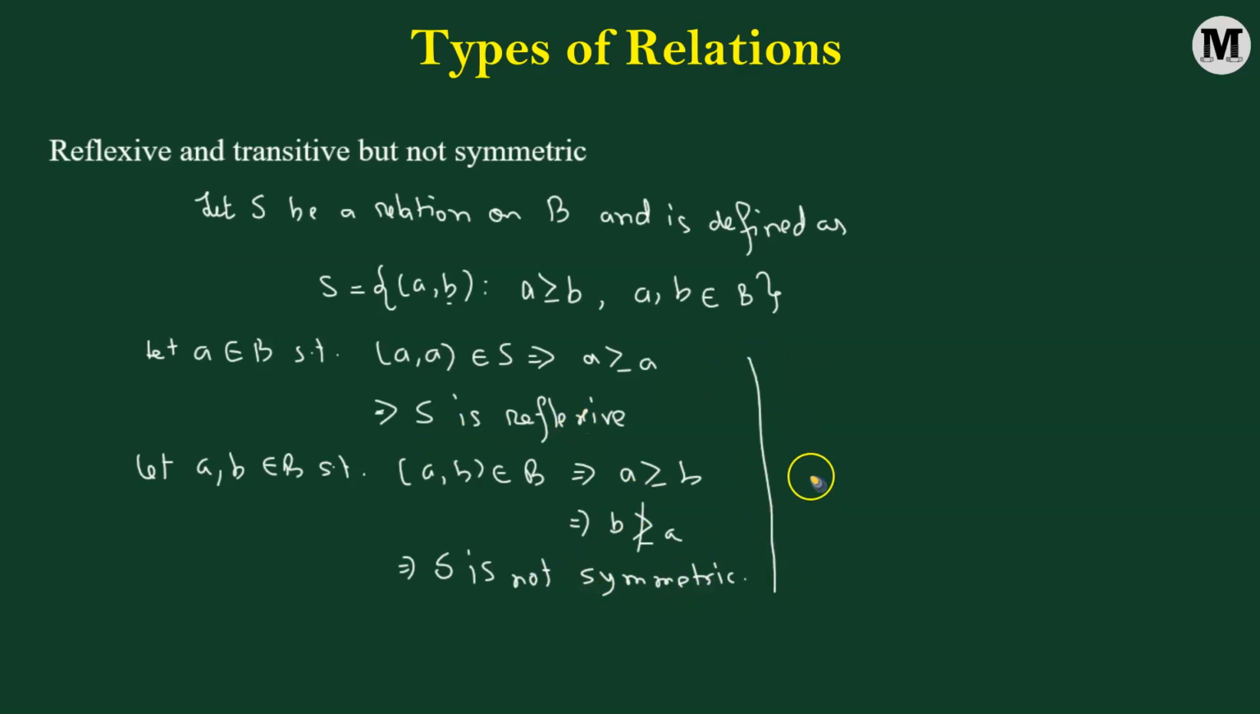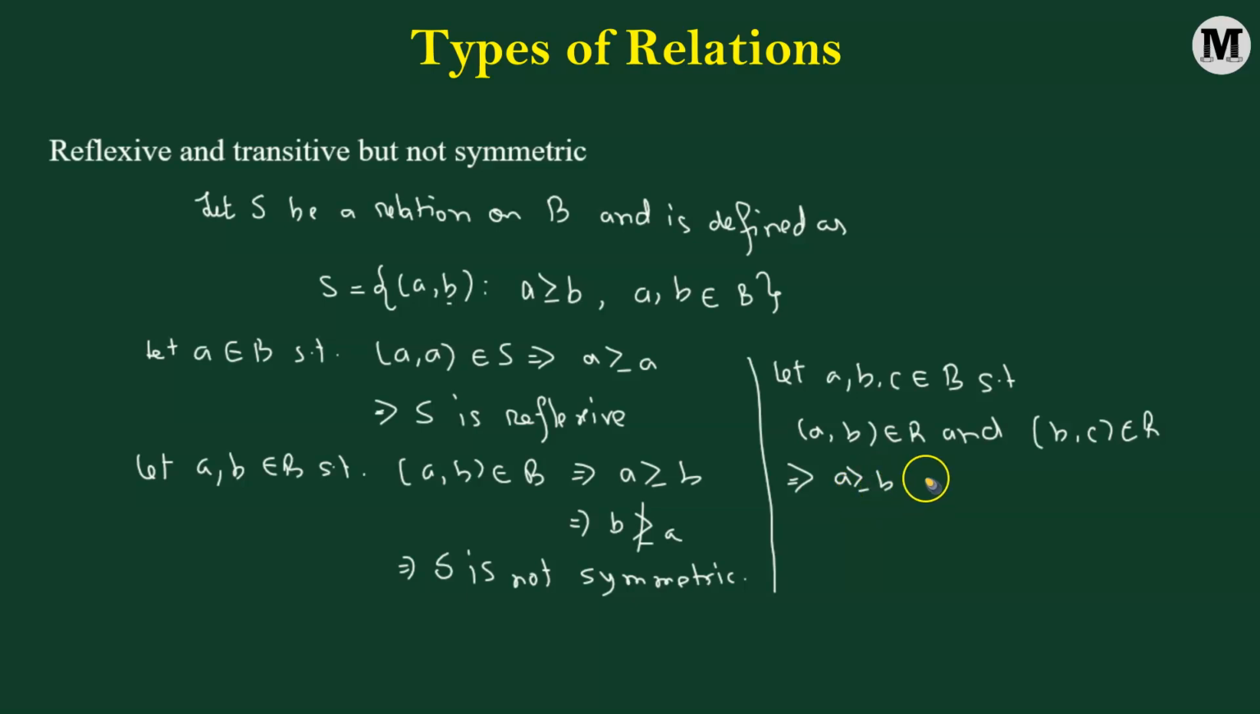Now finally we will check whether it is transitive or not. For this we are going to consider three elements A, B and C, all belonging to the set B, such that (A, B) belongs to the relation and (B, C) belongs to the relation. That simply implies that A is greater than or equal to B and B is greater than or equal to C. We are using the definition of the relation. Combining these, we can say A is greater than or equal to C.